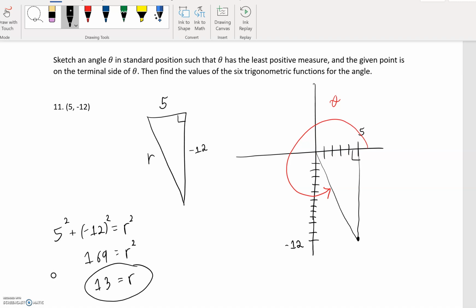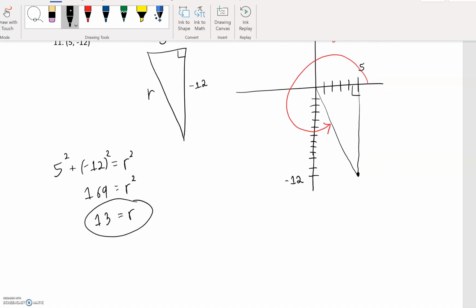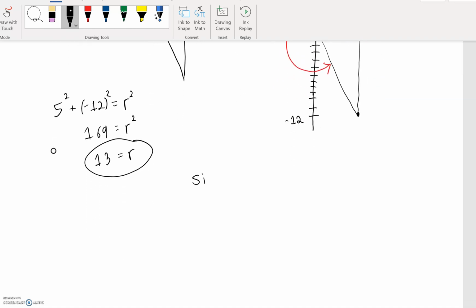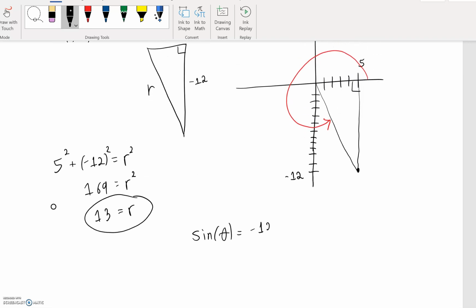So from here, I have to find the 6 trigonometric functions for this point and that given angle. I have the x, I have the y, and I have the r. So let's find these trig functions. Sine of theta equals y over r. Your y is negative 12, your r is 13. Cosine of theta is equal to x over r. Your x is 5 and your r is 13. Tangent of theta is equal to y over x. So this is equal to negative 12 over 5.